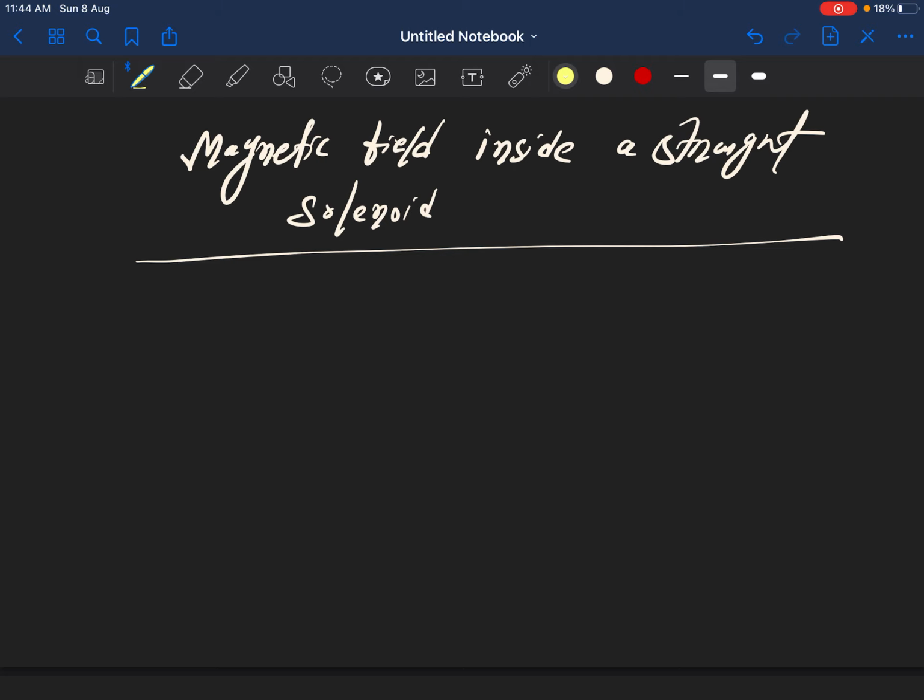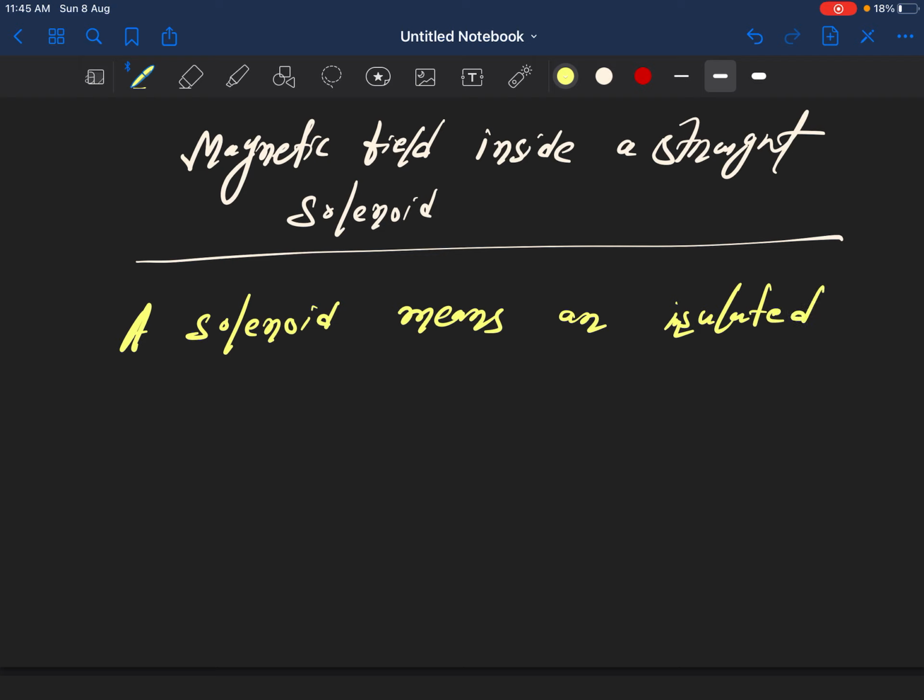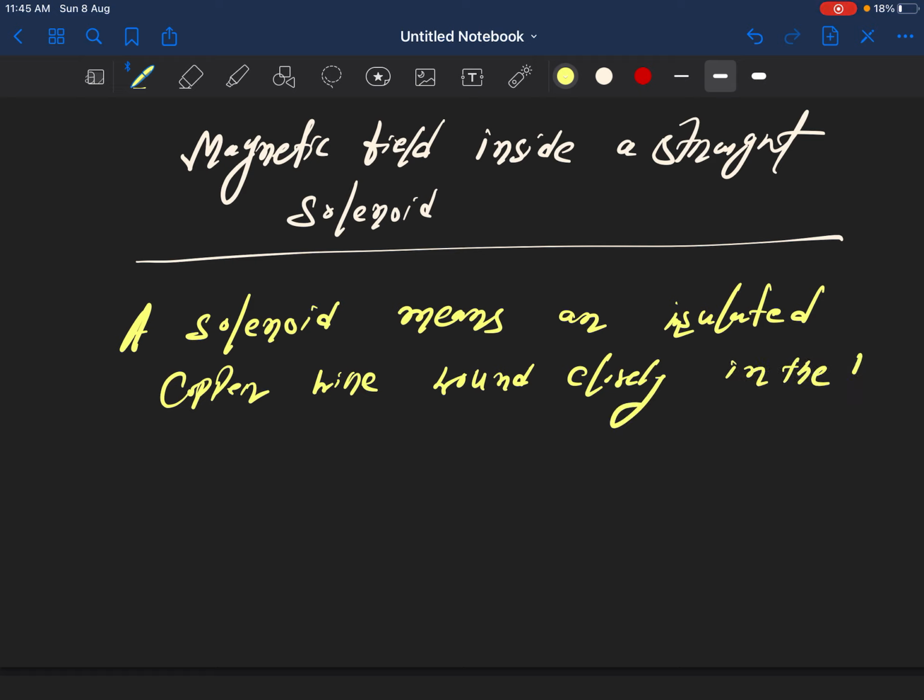So first of all we have to know what a solenoid is. A solenoid means an insulated copper wire wound closely in the form of a helix.